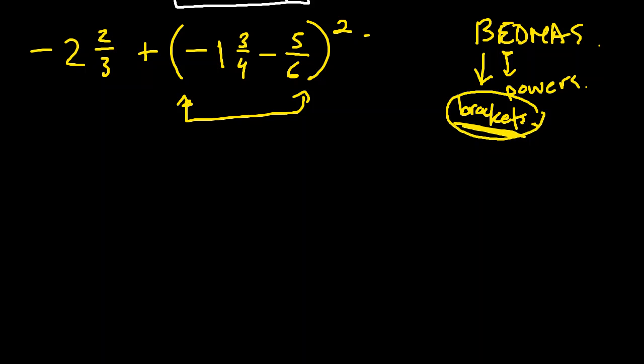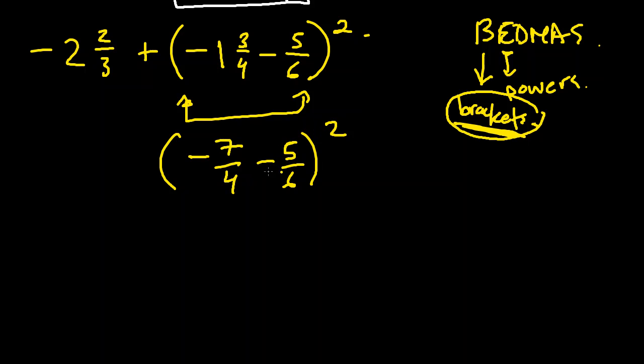Okay? So let's go ahead and simplify the brackets. So negative 1 and 3 over 4, well, we can change that into an improper fraction. So we can rewrite this as negative 7 over 4. And then we have the minus 5 over 6 to the power of 2.